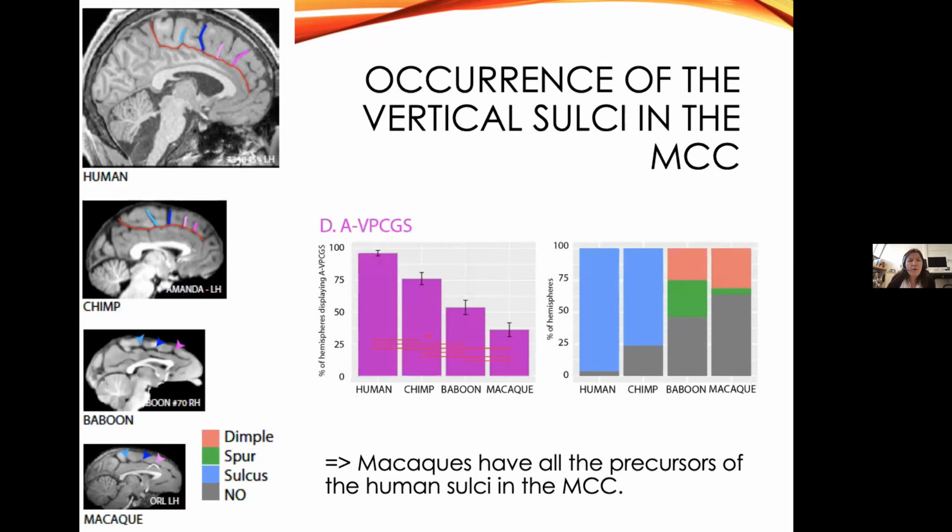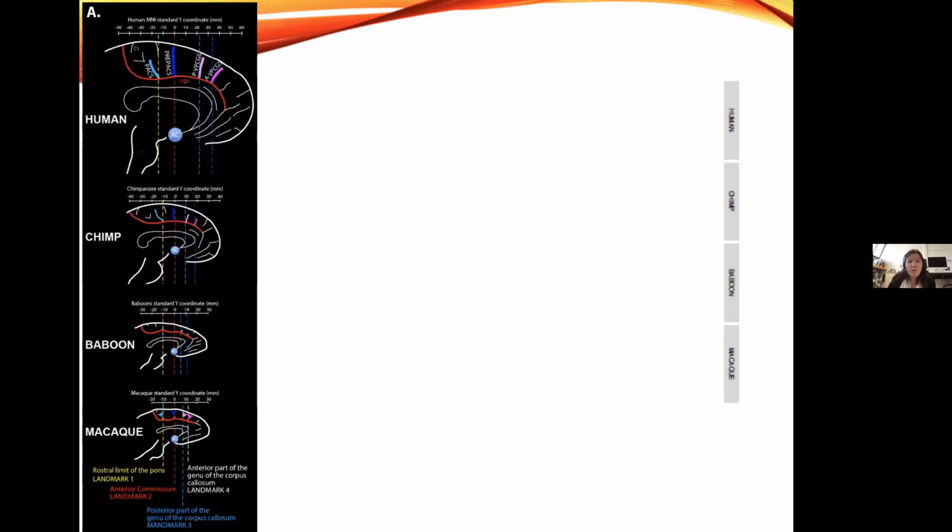And finally, the anterior one, the anterior vertical paracingulate sulcus, you can see a decrease through species of the presence of this sulcus, but still it's there in macaque. And again, the same shift of organization between sulcus and dimple from human to macaque. And so what was really interesting is where we can find these sulci.